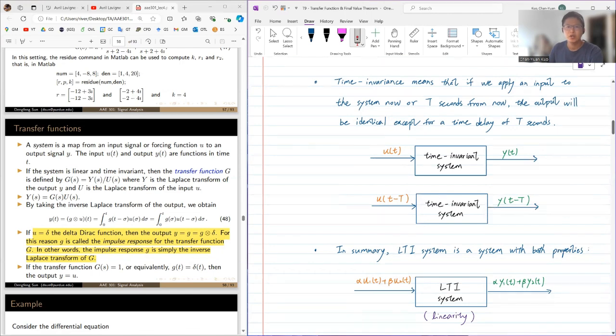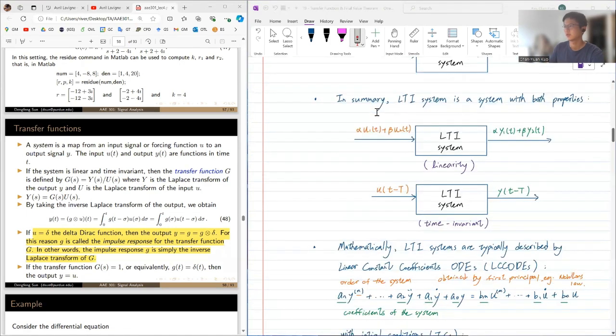This means that for a time invariant system, whether we apply an input now or later, the output remains identical, just with a slight time lag. So in summary, an LTI system is a system whose input and output relationship satisfies the linearity and time invariance properties we've just seen.